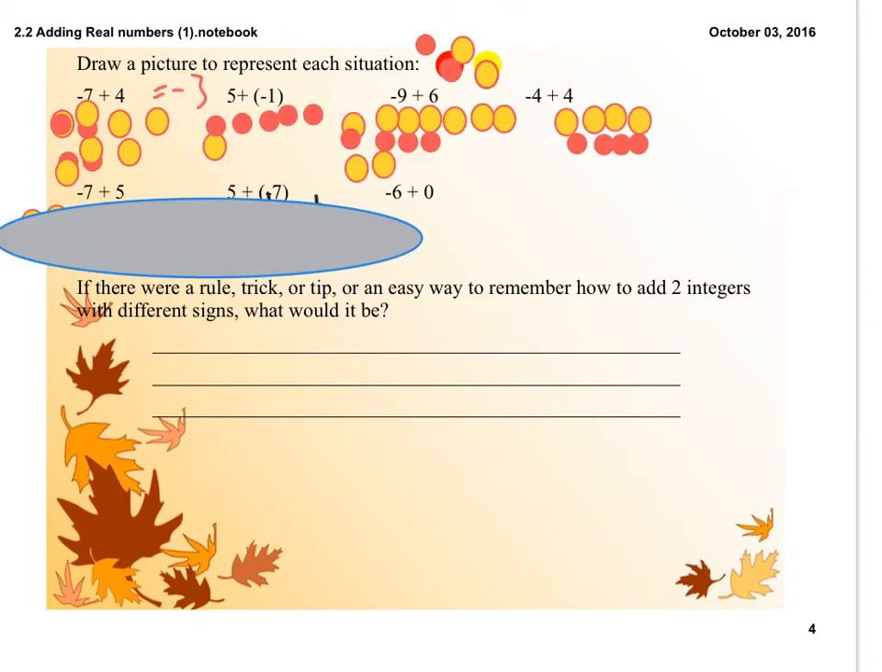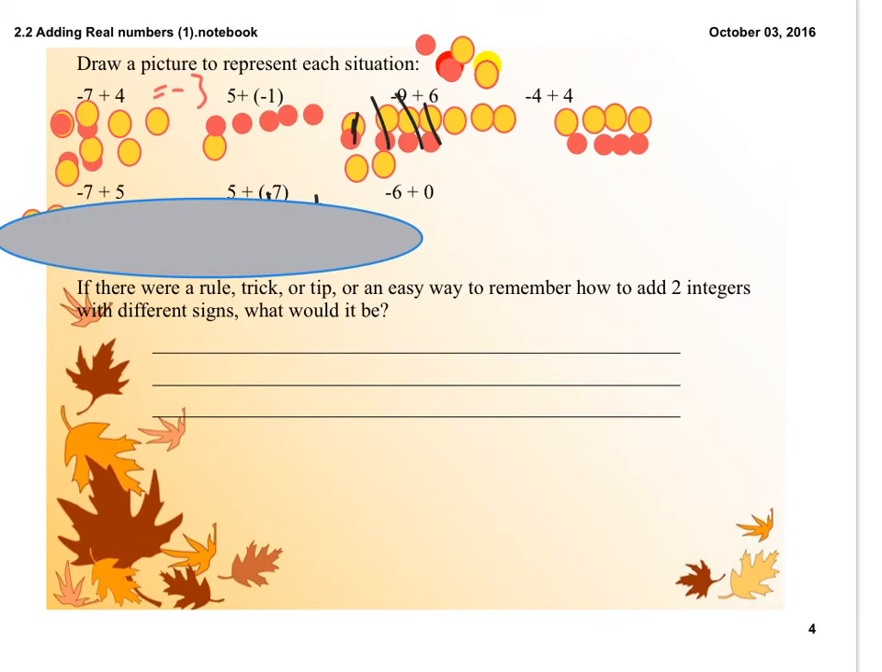So you should have made pictures that look like this. We've got 9 yellows or 9 negatives. We have 4 positives, and then 4 yellows, 4 positives, 4 yellows, 4 reds. And what we now do is we cross out the zero pairs. That's 0. That's 0. That's 0. That's 0. So what's left?